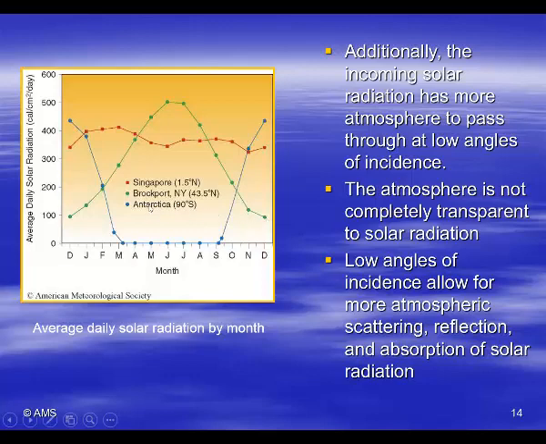In Antarctica, in December, we have about 450 calories per centimeter squared per day. And then it goes down to 0 somewhere around March. And it stays at 0 till about September when it starts rising again.